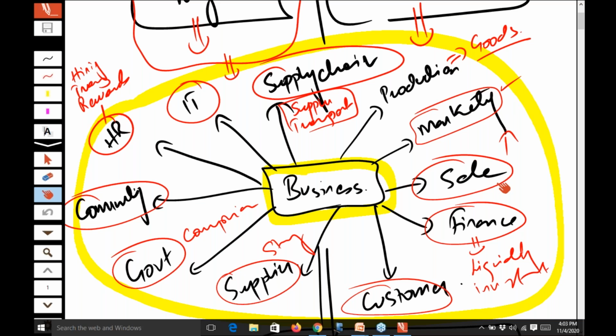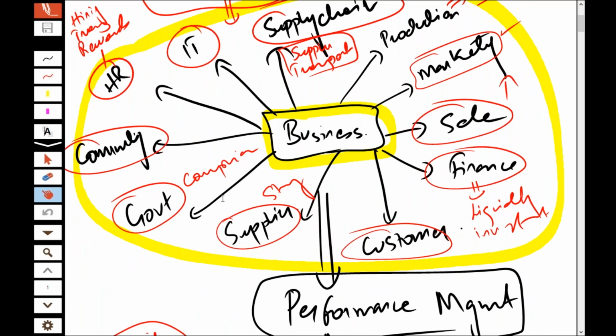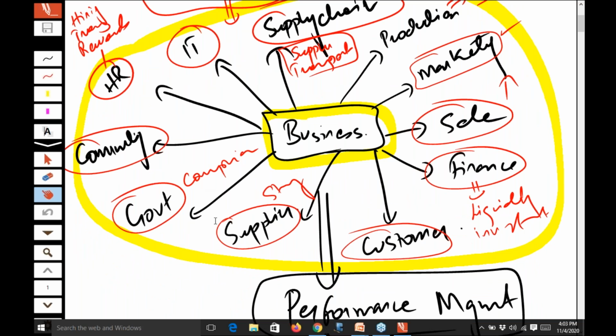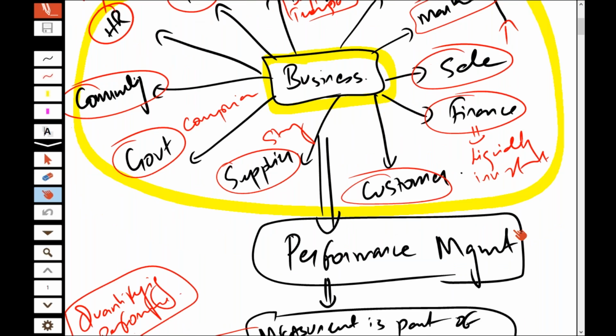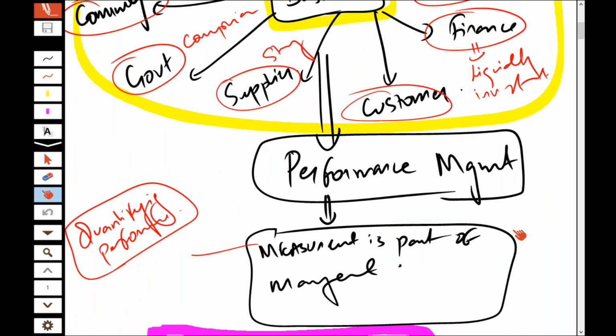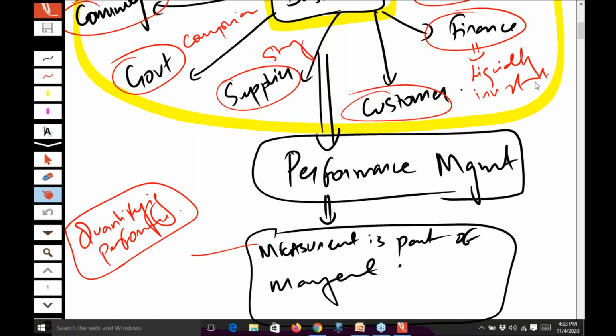Then I discussed that there is another concept which is called performance measurement. What exactly is performance measurement? We discussed that performance measurement is part and parcel of management. That's what we discussed in yesterday's session.